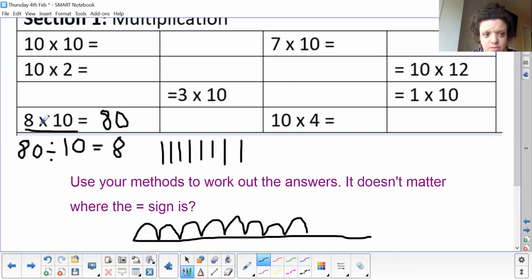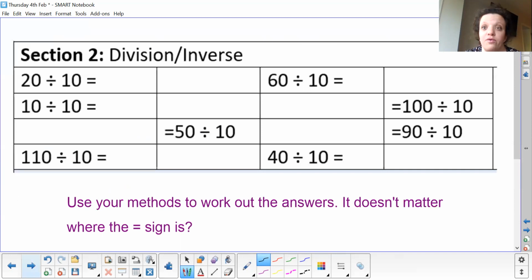And you can see 8 times 10, my 8 was a 1. It's now moved into the tens column, and we've replaced the ones column with a 0. The same way, when we divided, my 8 was in the tens column, it's gone to the ones column, and we've taken away that 0 because it's not needed in that place value anymore. Okay, well done. Right, now we're going to do a division one together.